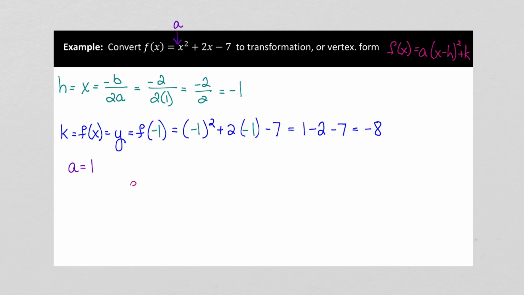So now we can write our function. a is 1, so I'm going to leave that off. Then we have x minus h. And h was negative 1, so that'll make it a plus 1 squared plus k, which is negative 8, so we'll say minus 8.